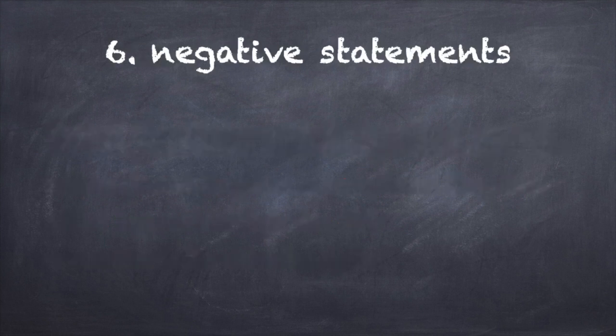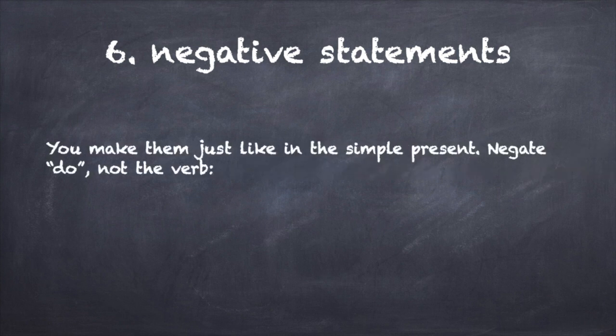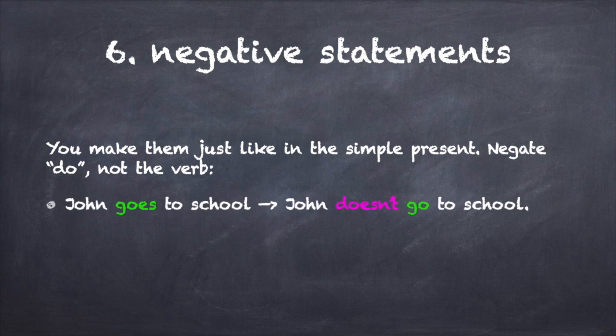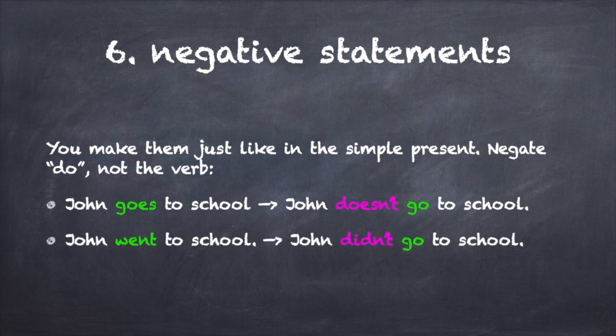So, next one, we have negative statements, also Verneinungen. Good news again. You make them just like in the simple present. You negate do, not the verb. So if your sentence is John goes to school, the negative statement is John doesn't go to school in the simple present. And the simple past does the same thing. John went to school. It turns into John didn't go to school.